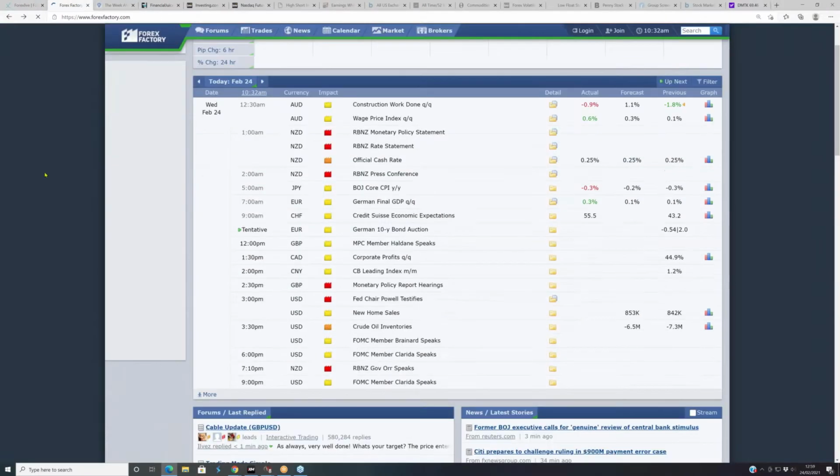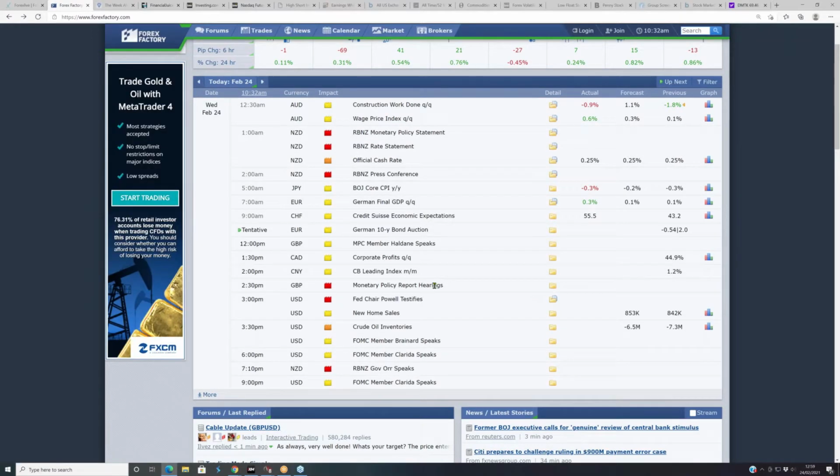Obviously today at 3 o'clock we have Jay Powell testifying on Capitol Hill. I think he's before the Senate Banking Committee. It's a 2-day testimony. He started yesterday, and today is the second day. Now, whenever Powell speaks, whenever the Fed speaks, it's going to have a massive influence and can cause volatility. What he says can actually reverse the markets. And that's what we saw yesterday.